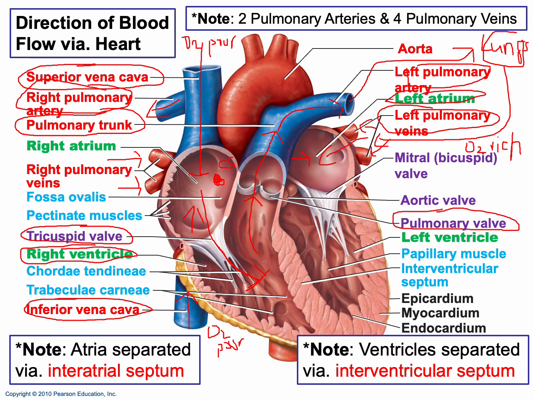Eventually, the blood volume will start to increase significantly, and then pressure will be applied against the bicuspid valve right here, or mitral valve, and the blood then will make its way into the left ventricle. So now we have all this blood pouring into the left ventricle. And eventually, with enough blood volume in there, pressure building, that will force open the aortic semilunar valve. And then the blood will make its way up into the aorta.